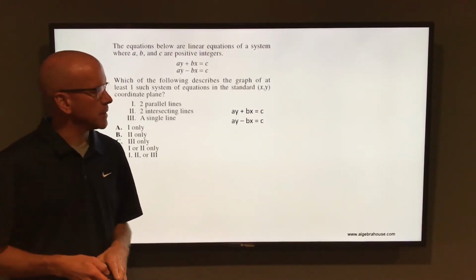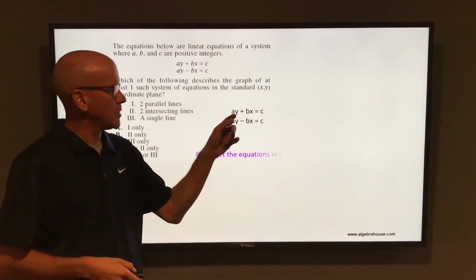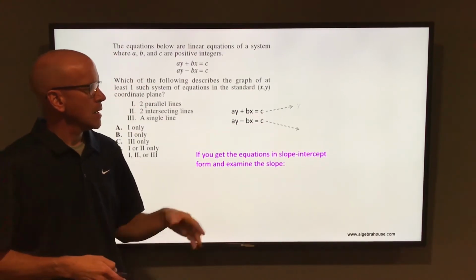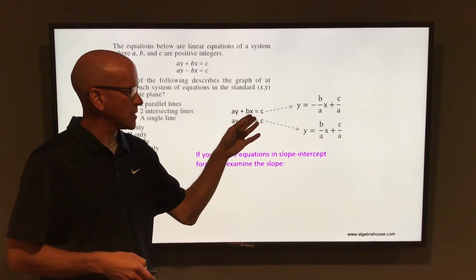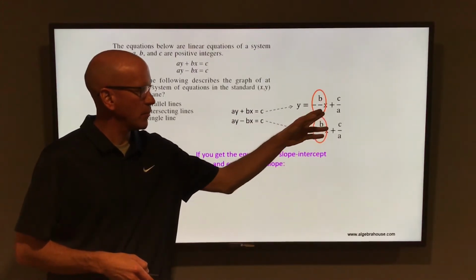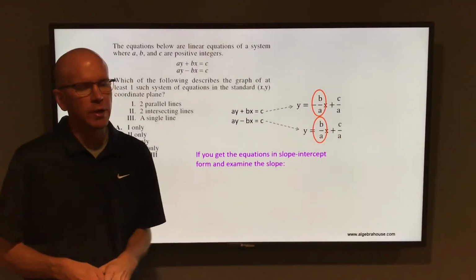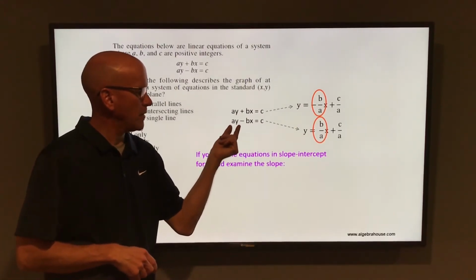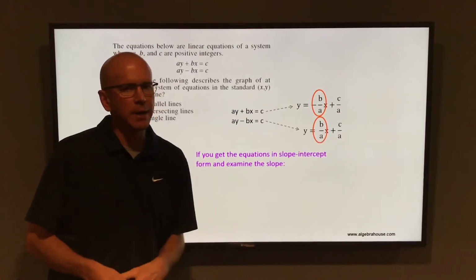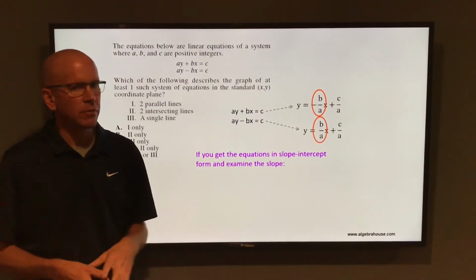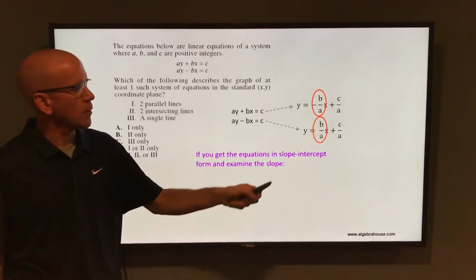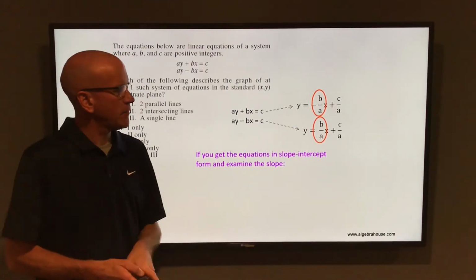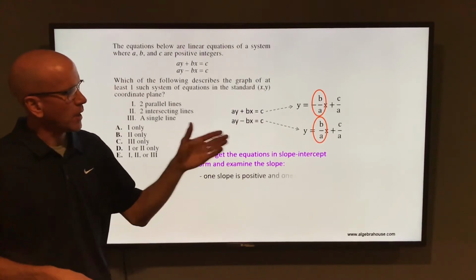and also the y-intercept. So to get that first equation in slope-intercept form, I'm going to subtract bx and then divide by a. In that first equation, if you subtract bx and divide by a, you have y equals negative b over a times x plus c over a. In the second equation, add bx to both sides and then divide by a. Get y equals b over a times x plus c over a. First of all, notice the slopes. The slopes are not the same. One's positive, one is negative, but the y-intercepts are the same.